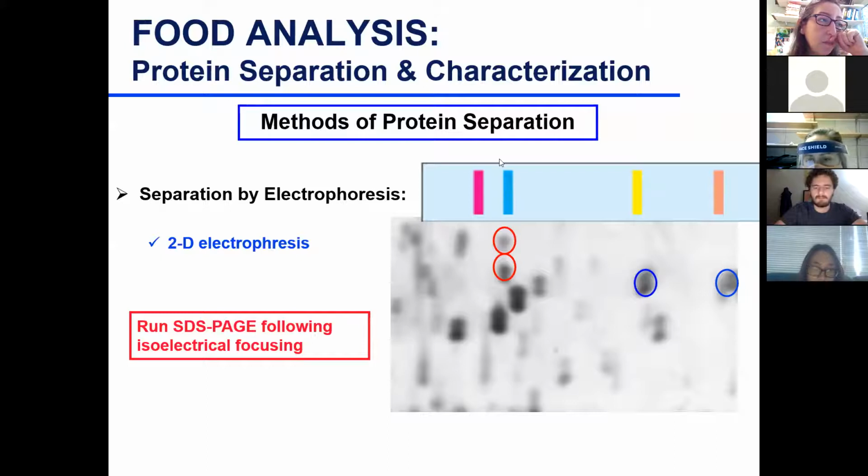So if you see this example here, that blue band appeared as if it's one protein, but when we ran it down the gel, it separated into two different proteins that have different molecular weight. Whereas these two that were separated here had similar molecular weight. So if we did not separate them by isoelectric focusing, they would show up as one band or one spot. So the 2D electrophoresis helps with better separation of our proteins.